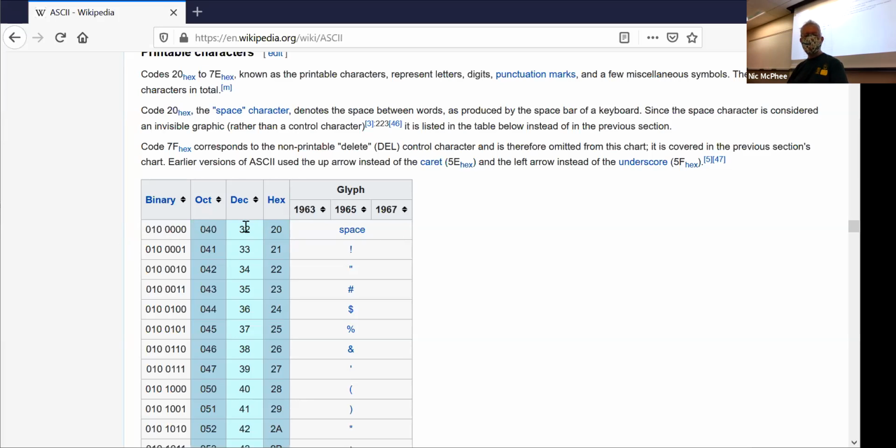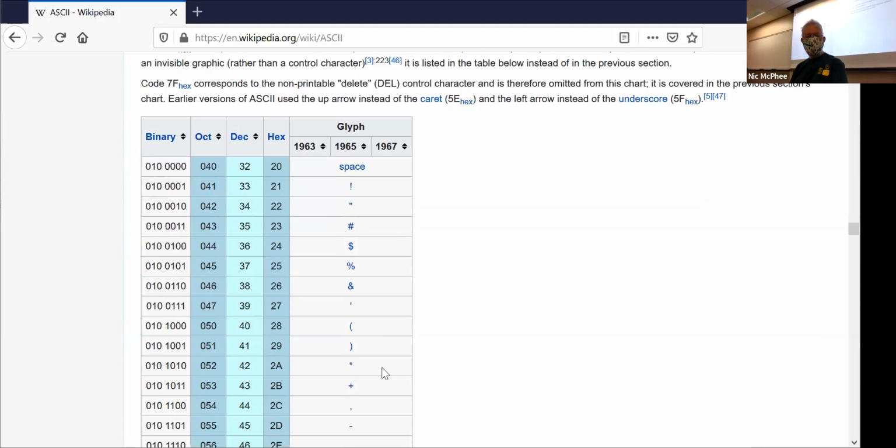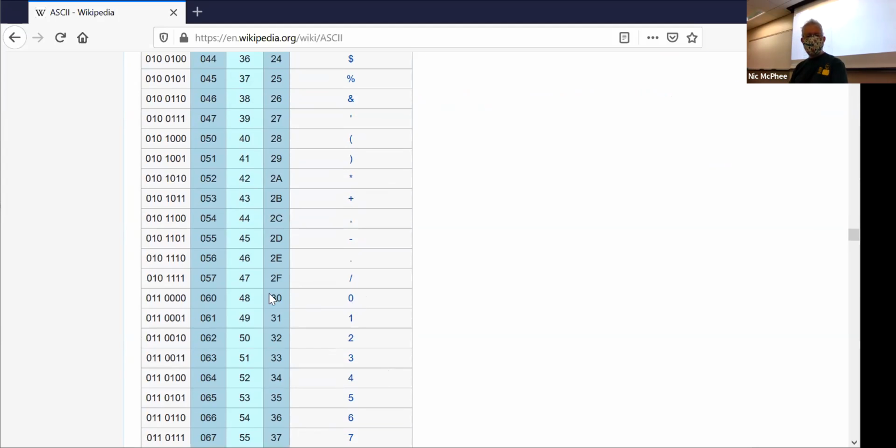And so a space is 32 in ASCII. So that was a decision some people made back in the 1950s, and that's what we still do. Because again, it's kind of arbitrary, and as long as we agree, we're good. An ampersand is 38. The digit 0 is 48. The digit 7 is 55.